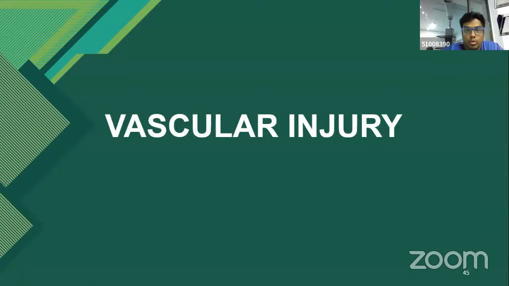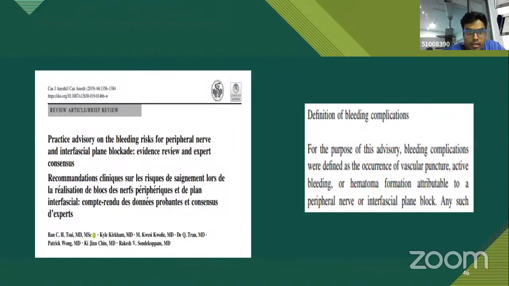Now, coming to vascular injury, this is a very good article saying about the risks, whether a particular block is an intermediate risk or high risk or low risk for bleeding complications, which is defined by them by the occurrence of vascular puncture, then active bleeding and hematoma formation. This applies to both peripheral nerve blocks and interfascial plane blocks.